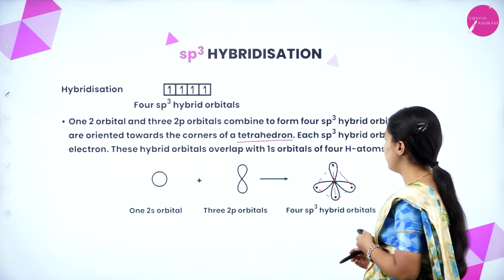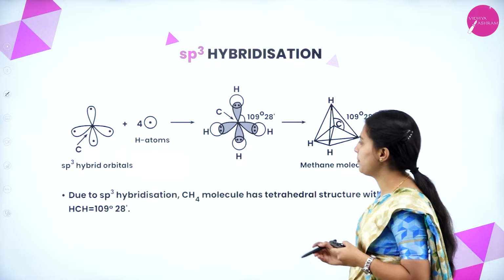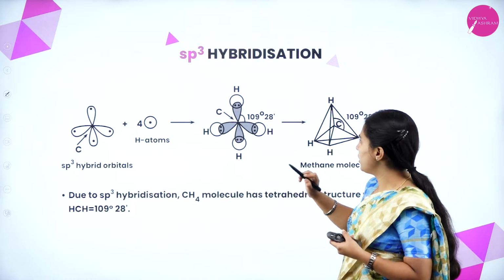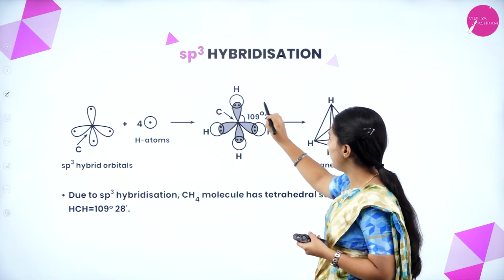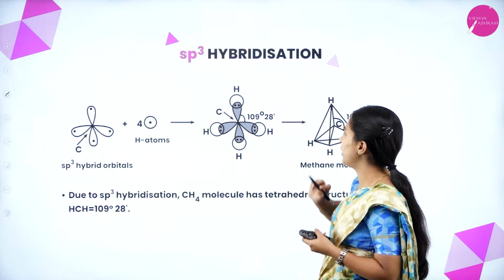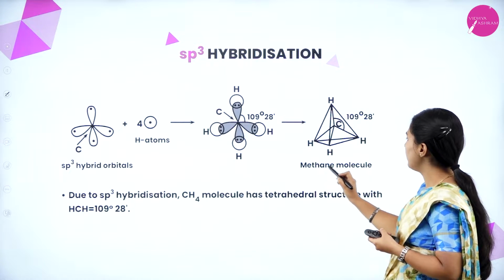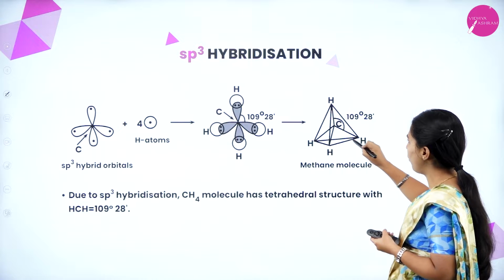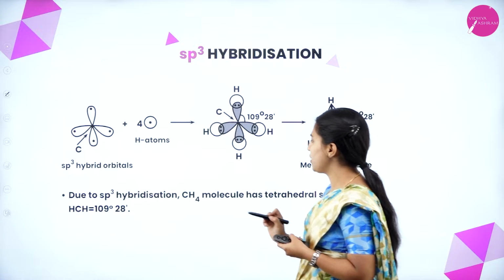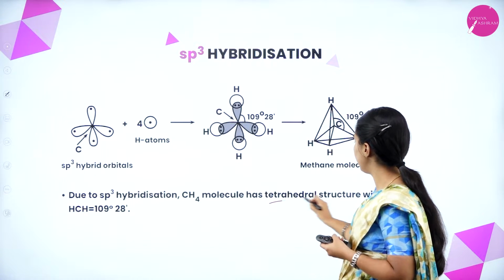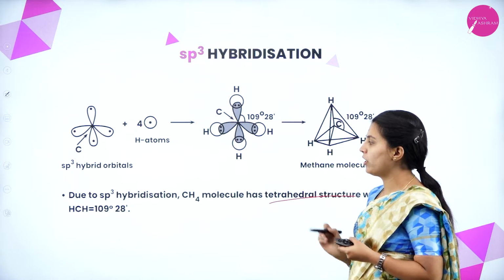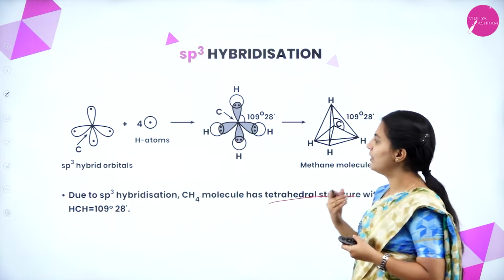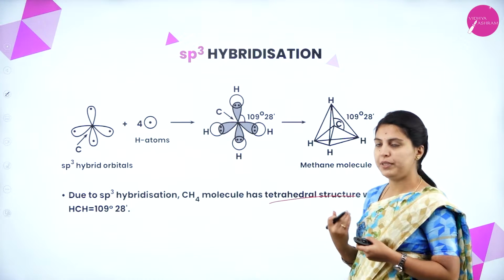Tetrahedron form will be present. See sp3 hybrid orbitals, these 4 atoms of hydrogen will get linked like this. This is 109 degree 28 minutes. This is the methane molecule. Okay, overall how it will form: due to sp3 hybridization, the methane molecule has a tetrahedral structure with 109 degree 28 minutes. This is how the hybridization will be discussed.